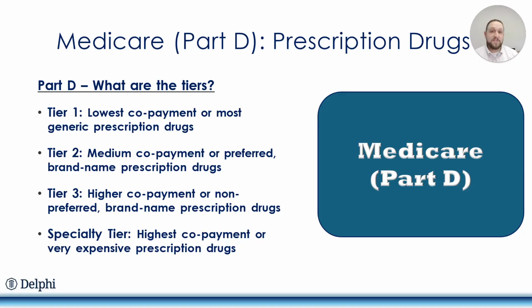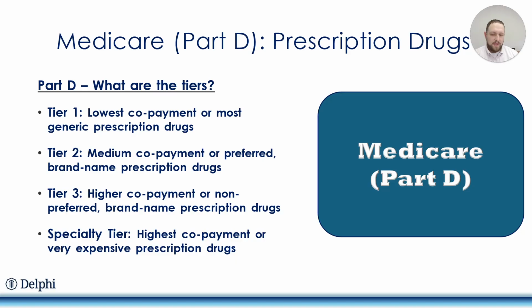Lastly, you have specialty tier. So these might be something that can be used for dual purposes. So for example, like your Ozempics of the world, Mounjaro, some of the GLP-1s, we see these oftentimes on a specialty tier where you might be responsible to meet your deductible first, and then you have a much lower copay when you go into a different phase of the prescription drug plans.